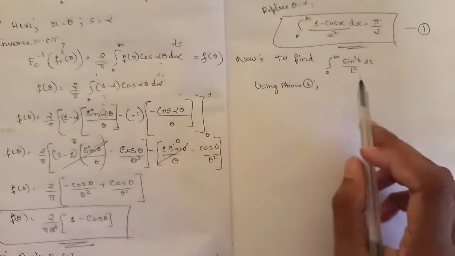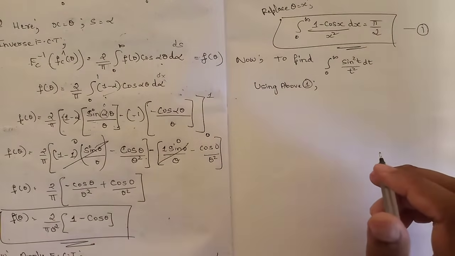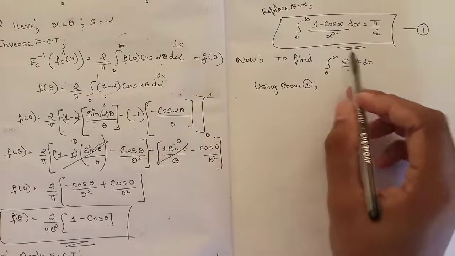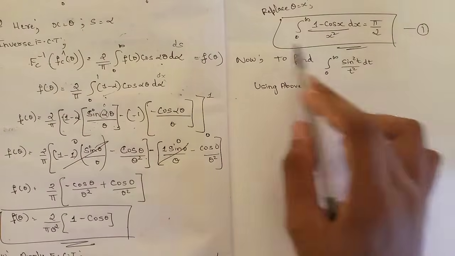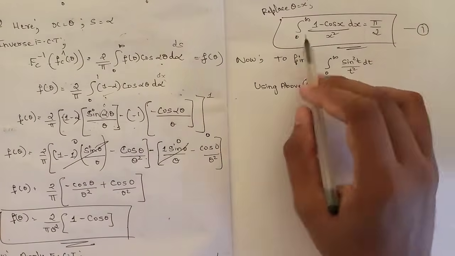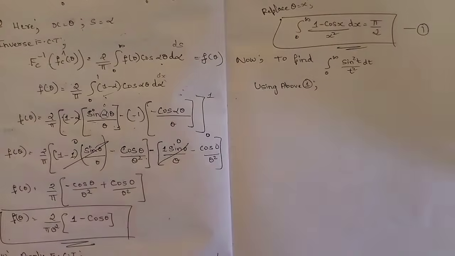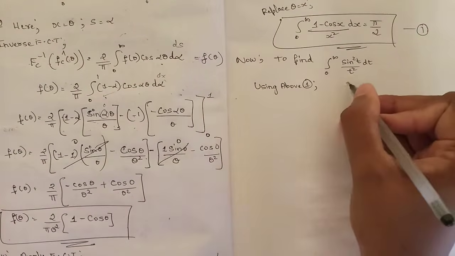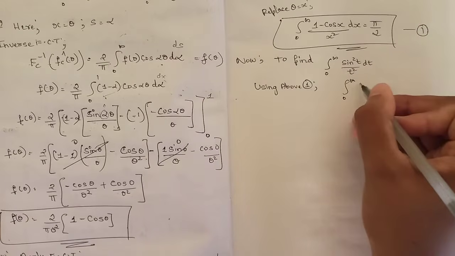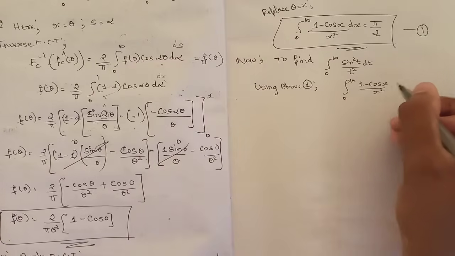So now we need to find the second case, that is sin square t by t square into dt, okay. So here, in order to find this, we need to use the above equation, the first case that we have solved. Let's name that equation as 1. So using this above equation 1, we need to solve for the second case. What is the first equation? Integral 0 to infinity (1 minus cos x) by x square dx is equal to pi by 2.